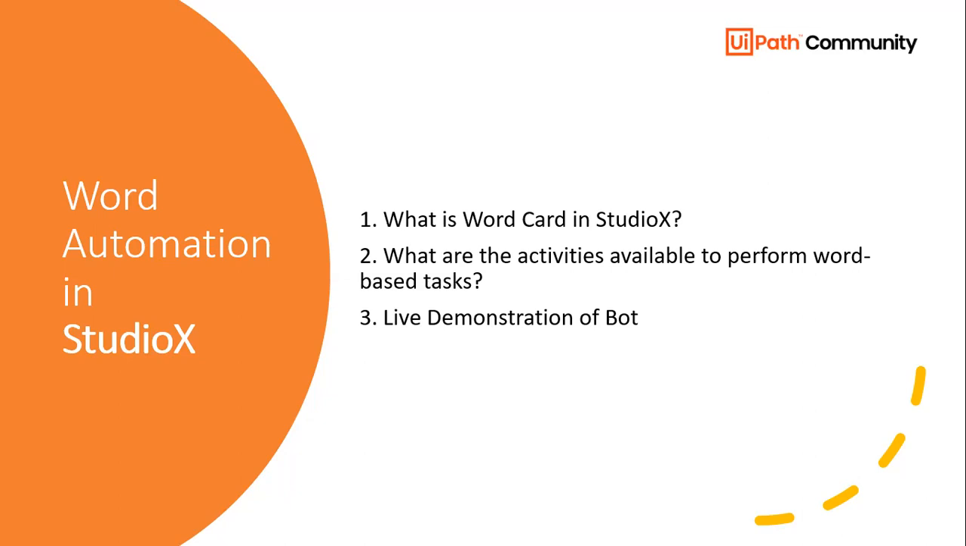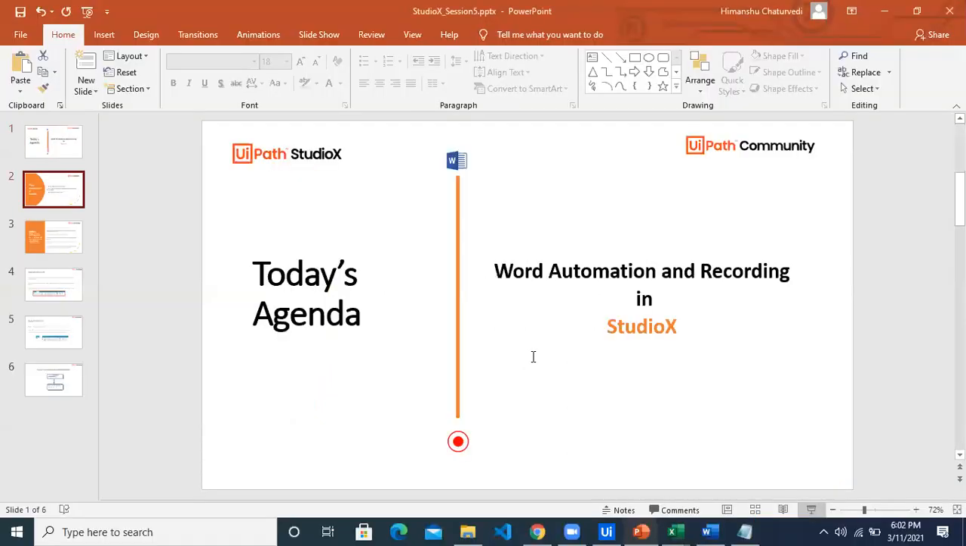Further, we will see what the Word card in StudioX is, which helps you to automate Word-related tasks. Then we'll see what activities are available in StudioX to help you automate. And then we'll be creating a live robot to automate one of the use cases. So now let's jump to StudioX.